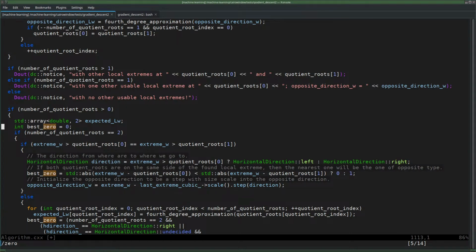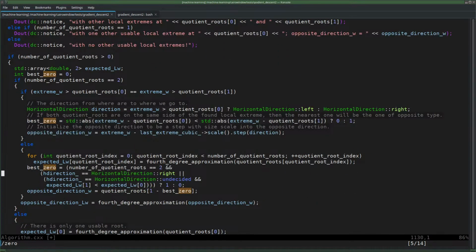What shall we call this? It's an index, and using it as an index in the quotient roots array gives me a W value that I'm then interpreting as an approximation of the local extreme of a fourth degree polynomial. And then it is the root of the derivative of that.